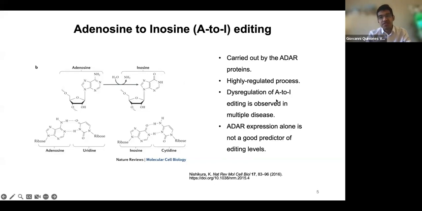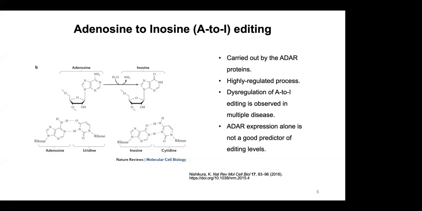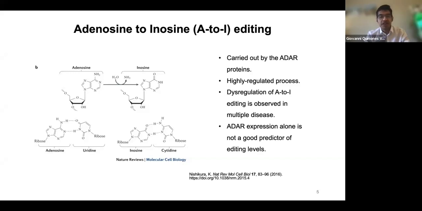We also observe that this regulation of A2I editing is observed in multiple diseases. So it's been reported that certain types of cancers will have higher RNA editing levels, whereas also in many neurological diseases, it's been reported that the RNA editing levels are very different from that of normal. So it is a very tightly regulated process.